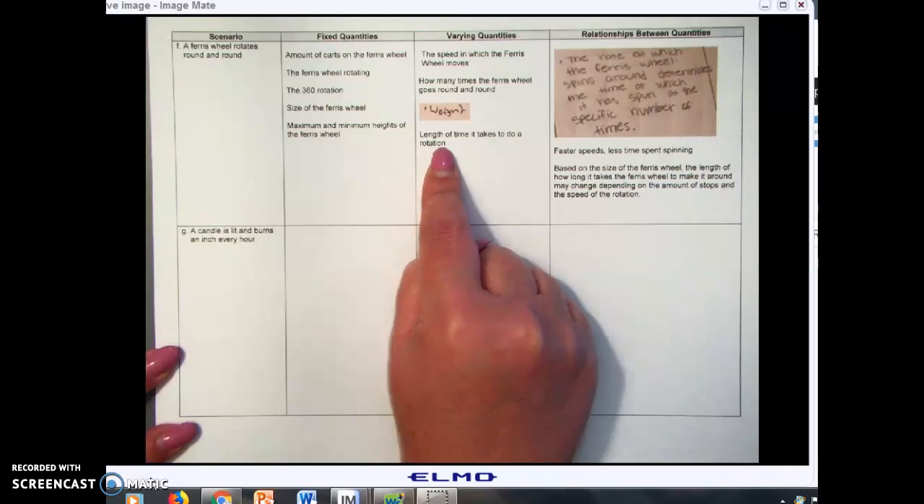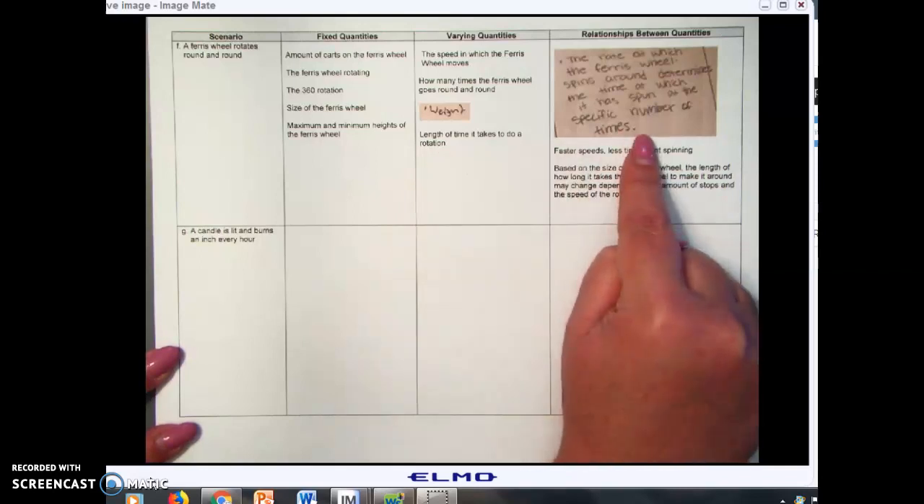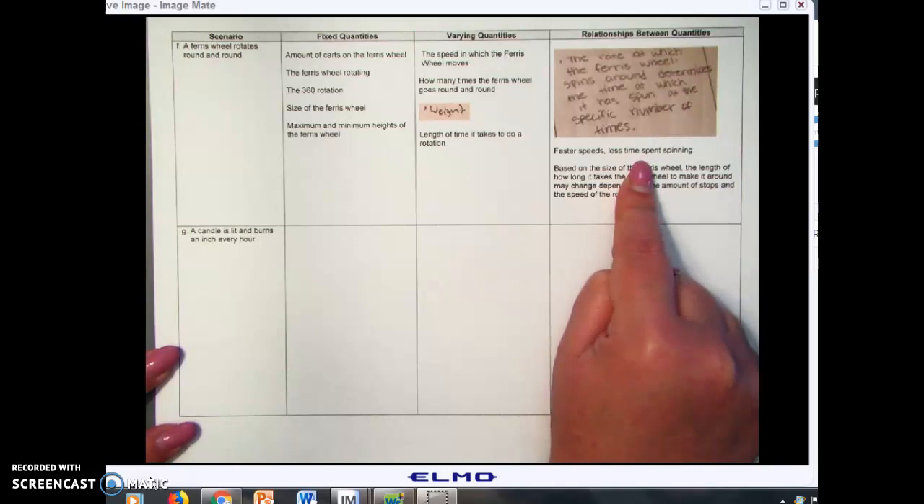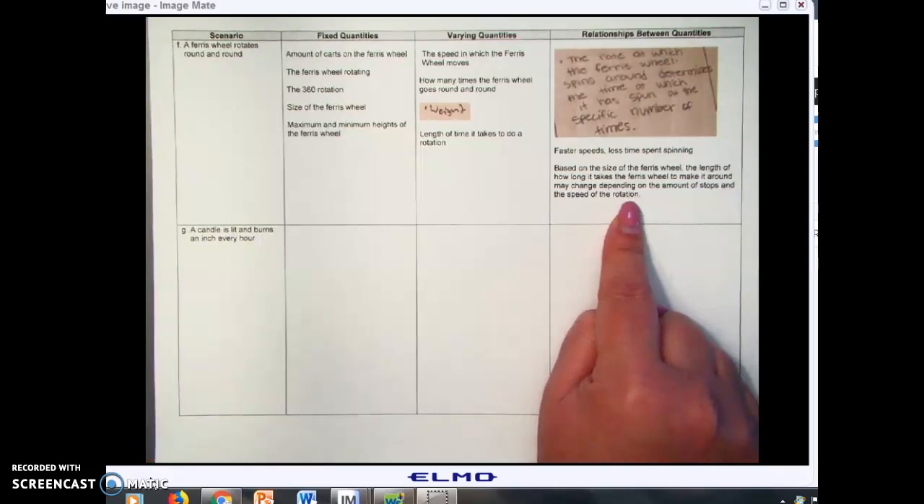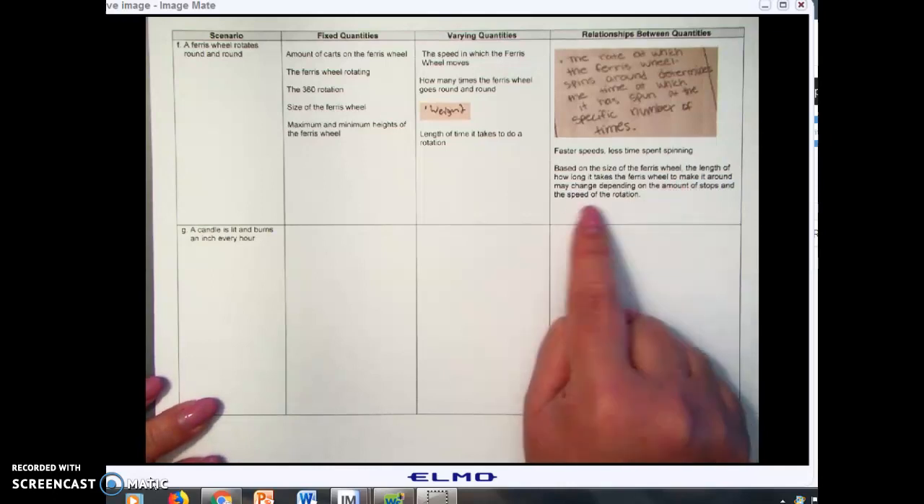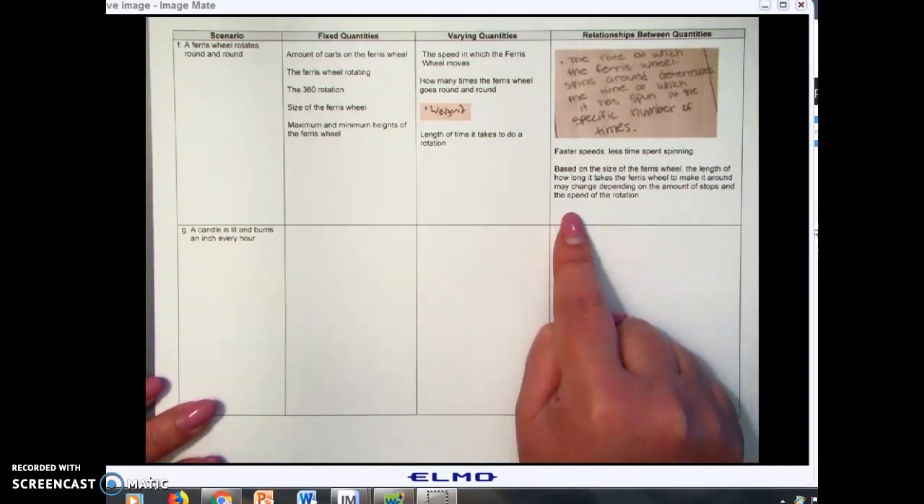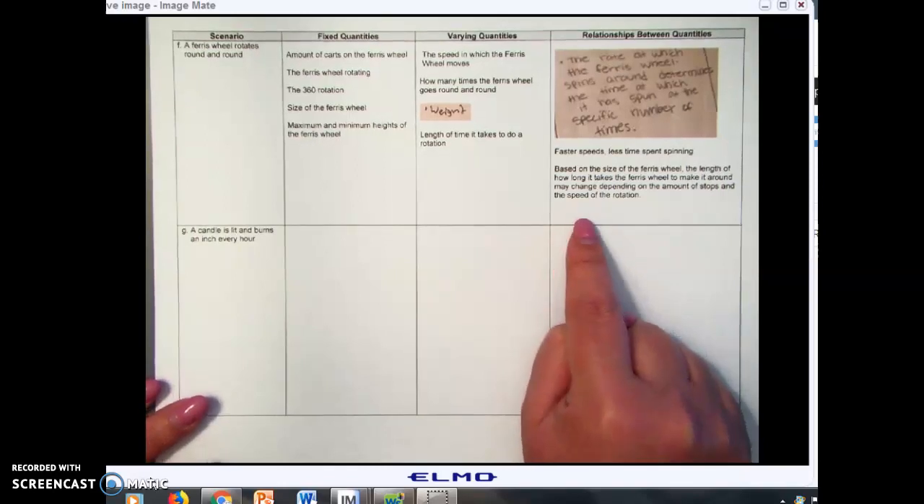So some of the relationships that people came up with is the rate at which the Ferris wheel spins around determines the time at which it has spun the specific number of times. The faster the speed, the less time it's spent spinning, in case there's a particular number of times that it's spinning round. And then based on the size of the Ferris wheel, the length of how long it takes the Ferris wheel to make it around may change depending on the amount of stops and the speed of the rotation. So again, we would take out the idea of the amount of stops, but the speed of the rotation, the faster it goes, the quicker it will get around, and the slower it goes, the slower it will go around.